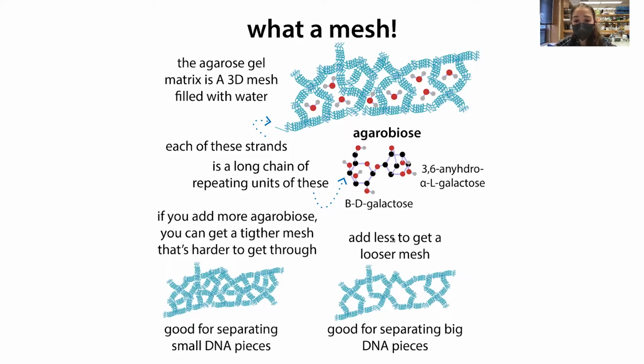And if you want to separate big things, you're going to want a looser mesh so they don't all just get stuck in your wells. And so you can add less agarose to get a looser mesh.